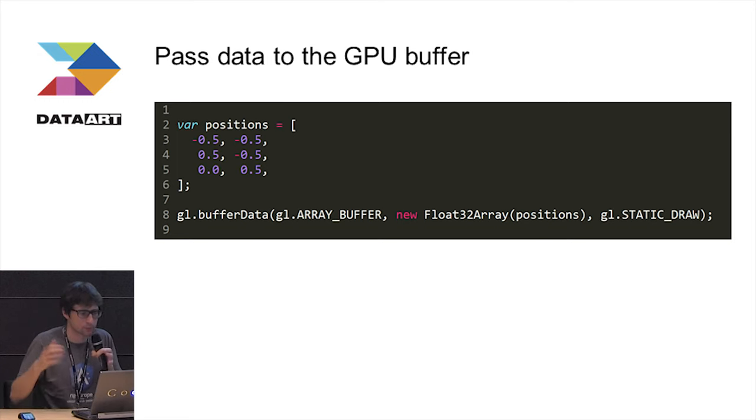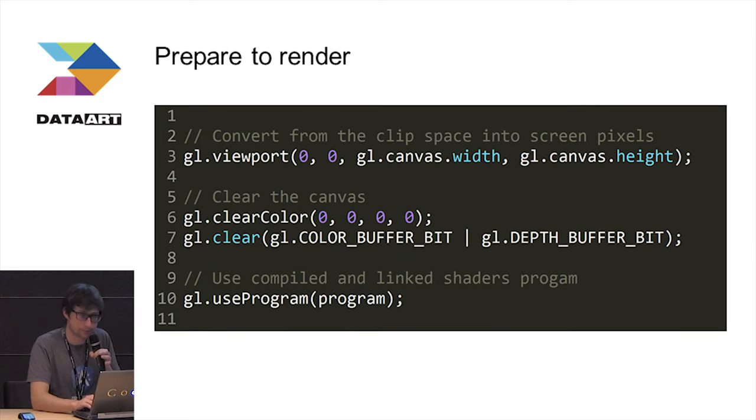And it will put in some memory that is very efficient to write to. So it's just a hint if we need to pass data that will not change very often. Okay, need to prepare the render. So we're setting up our viewports, passing the width and height of our canvas, clearing the canvas, and telling that we're going to use our previously compiled program.